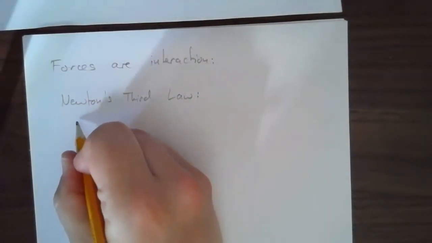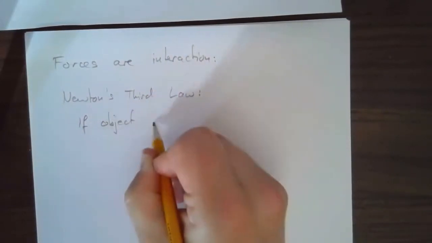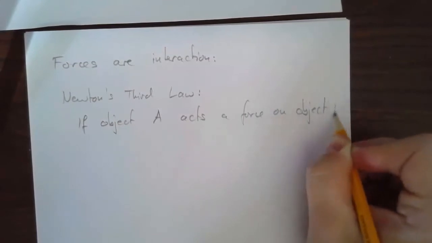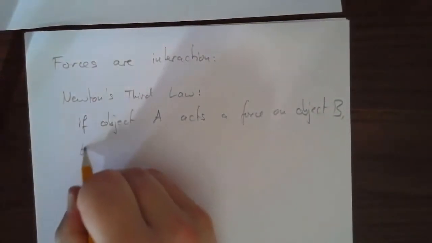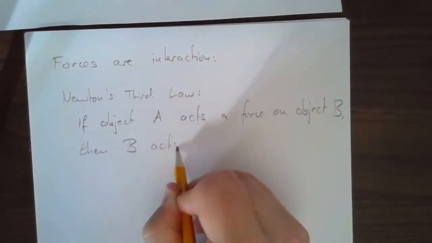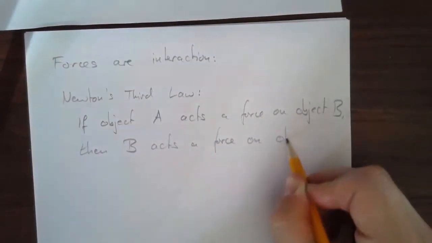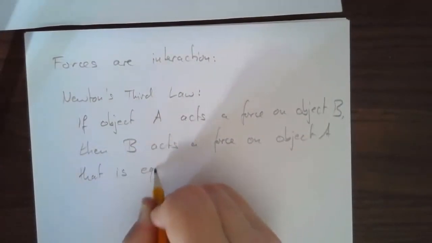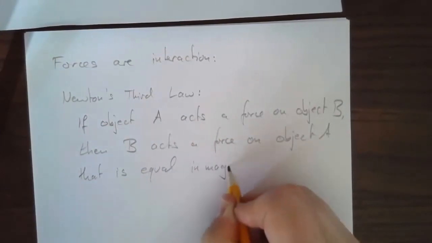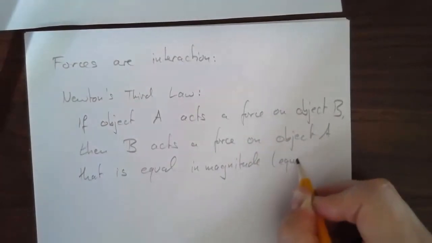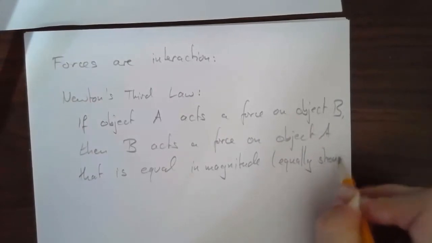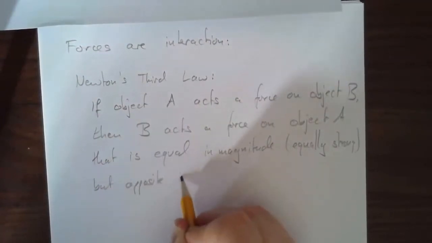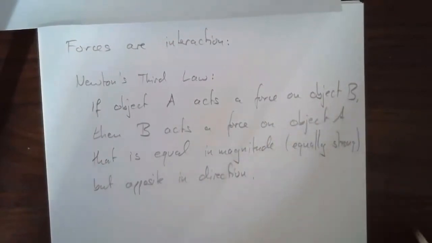It says that if object A acts a force on object B, and it doesn't matter what that force is, could be any type of force, then B acts a force on object A that is equal in magnitude, so equally strong, but opposite in direction. This is Newton's third law.